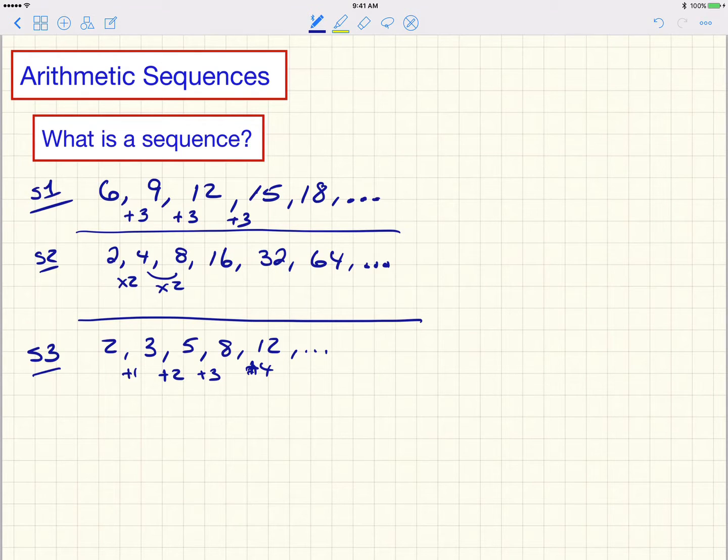So those are sequences. There are all different kinds of sequences. Some are called geometric sequences. Some are just other different kinds of sequences.